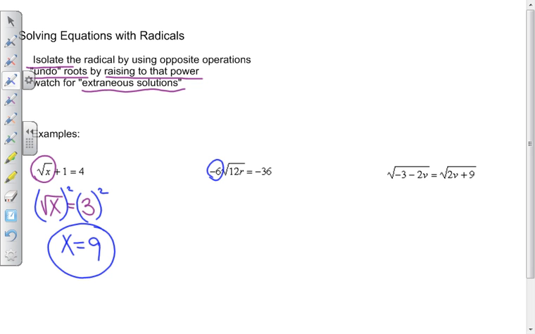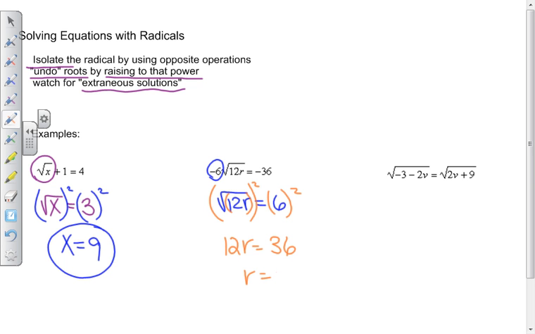Here, I'm going to divide both sides by negative 6 first. The square root of 12r is equal to positive 6. Square roots kind of act like parentheses, so I have to undo this first. What I do to one side, I have to do to the other. 12r is equal to 36. Divide both sides by 12, and r is 3.